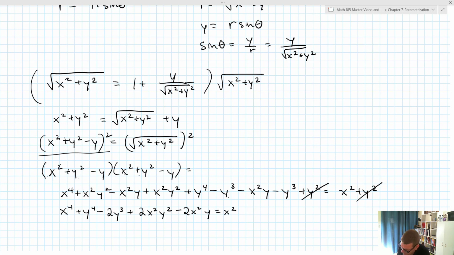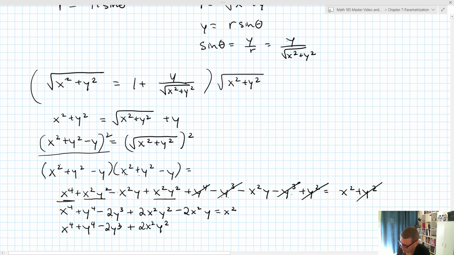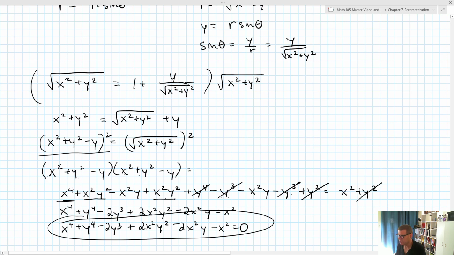Then I'll move that x squared over to the other side just to get everything into equation form. So I've got the x to the fourth. And then here's my x squared y squared, x squared y squared, it's the only two. And then plus y to the fourth. Just make sure that that's still there. Minus 2y cubed. So just to make sure they're all represented, there's those two. Plus 2x squared y squared, minus 2x squared y minus x squared equals 0. Boop. And there's your rectangular equation.